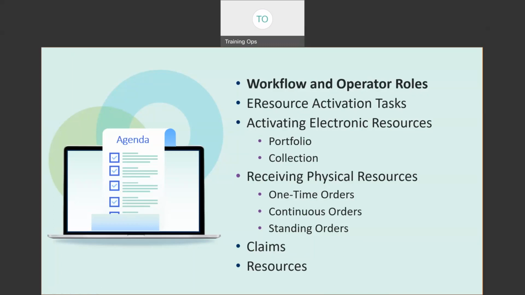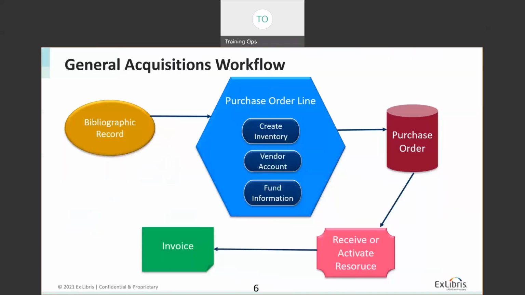Our first topic is workflow and operator roles. So this is the workflow, and you've seen this slide before. This week we're on down here in the bottom right, receive physical or activate electronic resources. So that's where we are in our workflow. We've created our purchase order lines, packaged them up into purchase orders, sent them off to the vendors. Now materials are coming in, or we're being told, hey, turn this on for those electronic resources for our users.